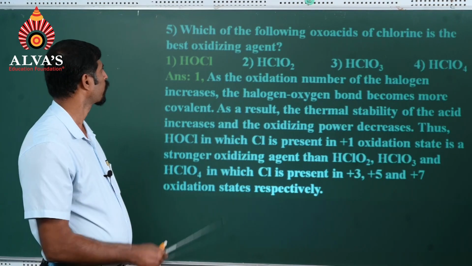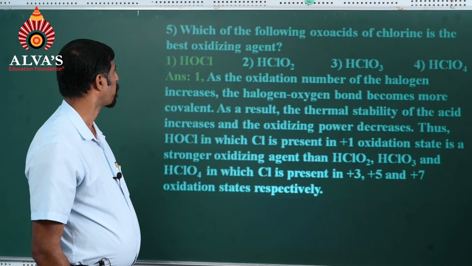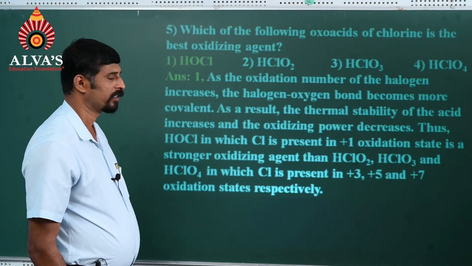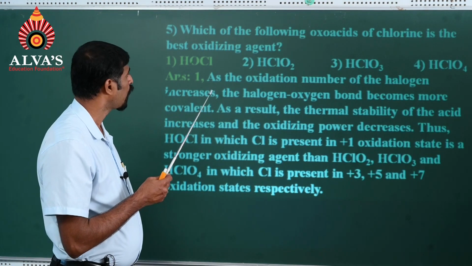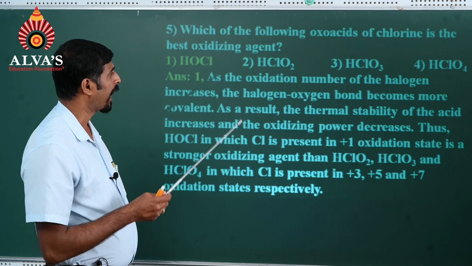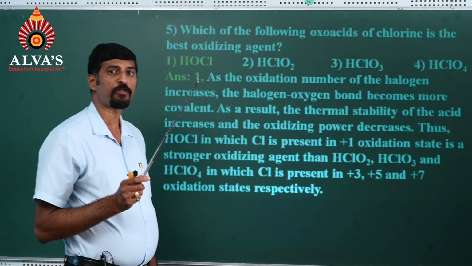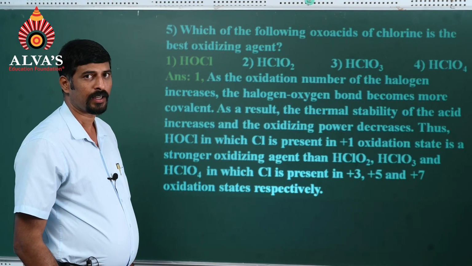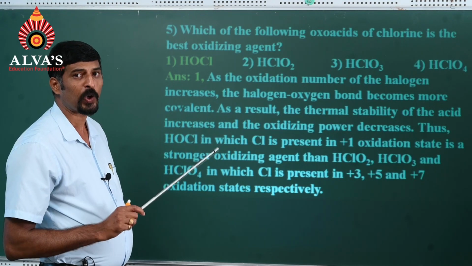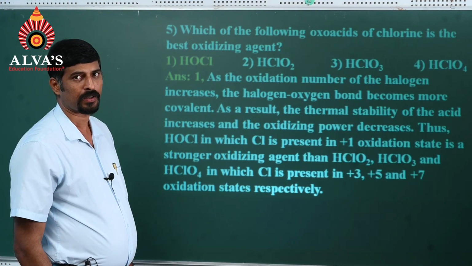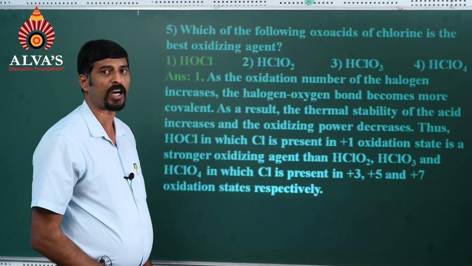Let's move on to question number 5. Which of the following oxo acids of chlorine is the best oxidizing agent? Now, if you observe HOCl, HClO2, HClO3 and HClO4, as the oxidation number of chlorine increases, the covalent nature of the bond between chlorine and oxygen increases. As the covalent nature increases, the bond becomes stronger.